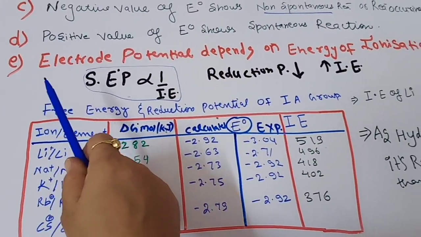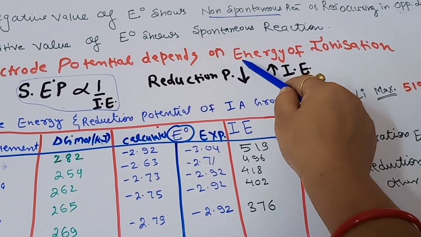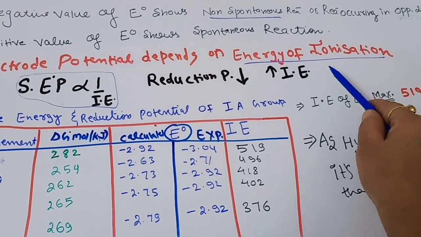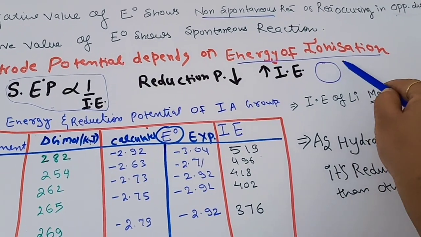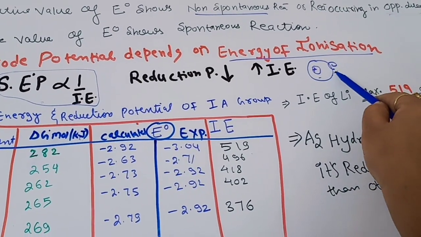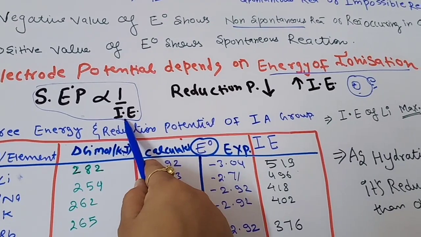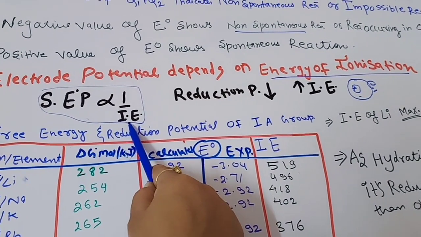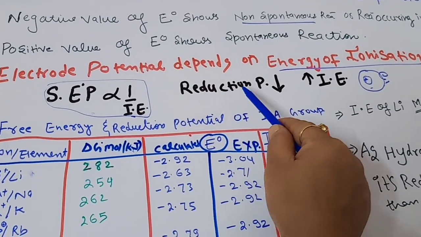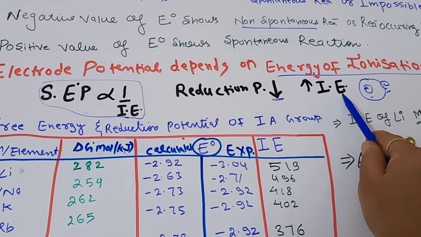Then the fifth point: electrode potential depends upon the ionization energy. We already discussed what ionization energy is. It is the amount of energy required to remove one electron from the outermost shell of an isolated gaseous atom. So if our standard electrode potential values are high, then the ionization energy will be less. Or we can say that if the reduction potential values are less, the ionization energies will be very high.